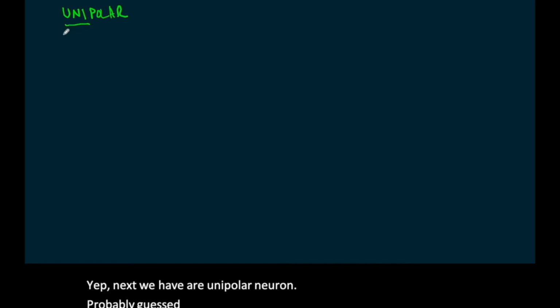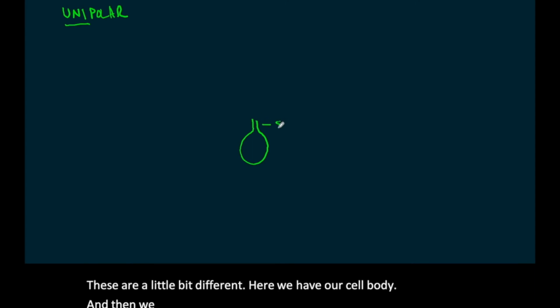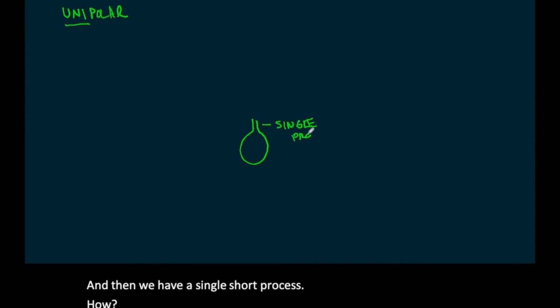Okay, up next we have our unipolar neuron. You probably guessed that has 1 process, like a unicycle. Okay, and these are a little bit different. Here we have our cell body, and then we have a single short process. Oops, that should be an L. Okay. And then off of that, we have our axon that splits, and it splits in 2 directions.